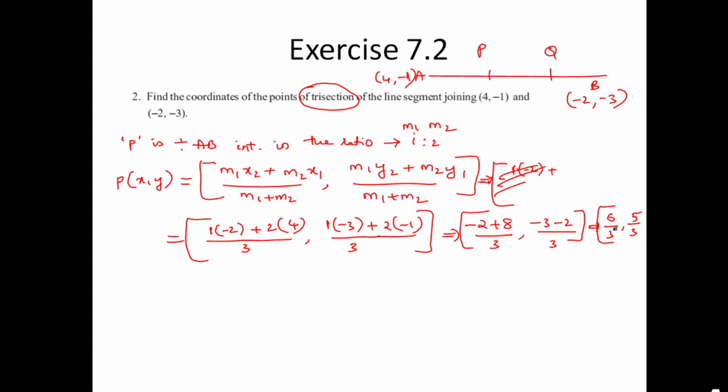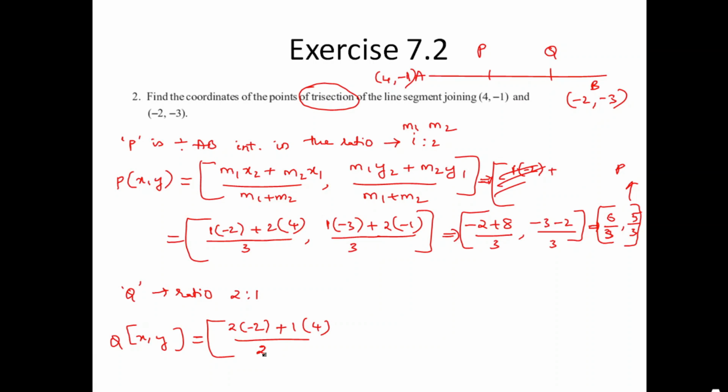This is the value of x comma y, isn't it? Substituting everything here: 2 into minus 2 plus the ratio m2 into x1, by the ratio 2 plus 1. Similarly, I will be taking m1 into y2 plus m1 into y1 by 2 plus 1, isn't it?